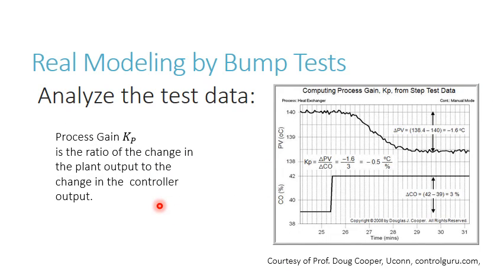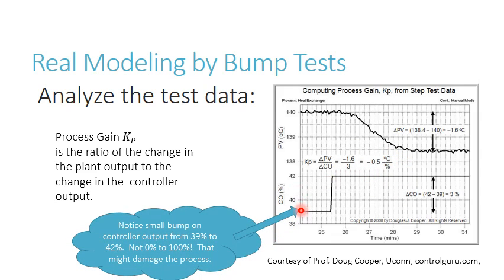And finally, we're going to look at the process gain. What is the process gain? It's the ratio of the percentage increase in the controller output to the percentage change in the process variable, the thing you're ultimately trying to control. Basically, it's how much you get out for how much you put in on the controller. You can see here that there's a bump from 38% to 42% of total controller output, so you got a bump there, and you can see that it affects your process variable. It decreases by 1.6 degrees, so then you get this ratio here, and that's your process gain.